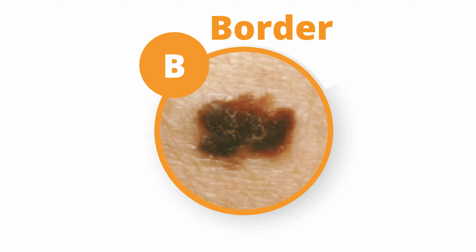B is for border. Border says if the border is all irregular, if it looks squiggly like an amoeba or like one of those Rorschach drawings, those ink blot drawings where the border is everywhere, it's not a circle, it's not an oval, that's a sign that there might be some more risk of a melanoma there.